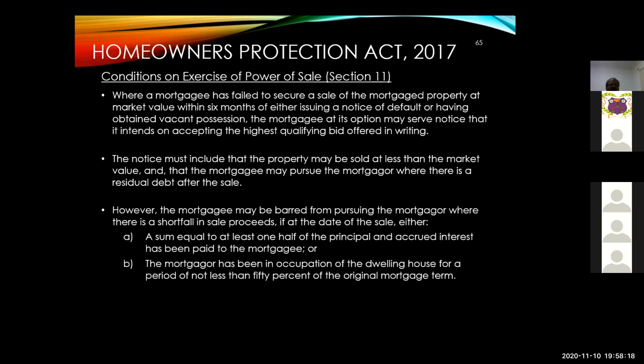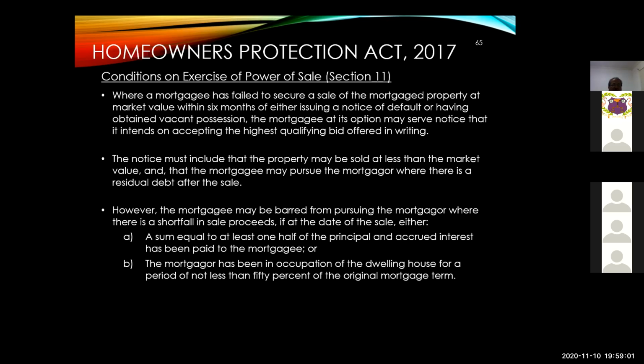Conditions on the exercise of power of sale. Again, we've looked at this in Module 5, where a mortgagor has failed to secure a sale of the mortgage property at market value within 6 months of either issuing a notice of default or having obtained vacant possession. The mortgagee at his option may serve notice that it intends on accepting the highest qualifying bid offered in writing. The notice must include that the property may be sold at less than the market value, and that the mortgagee may pursue the mortgagor where there's a residual debt after the sale.